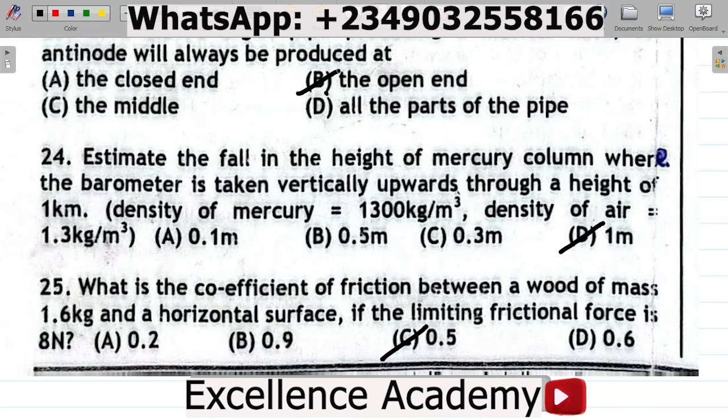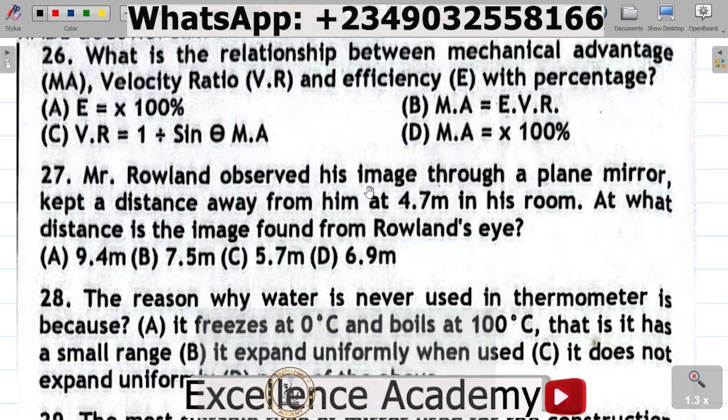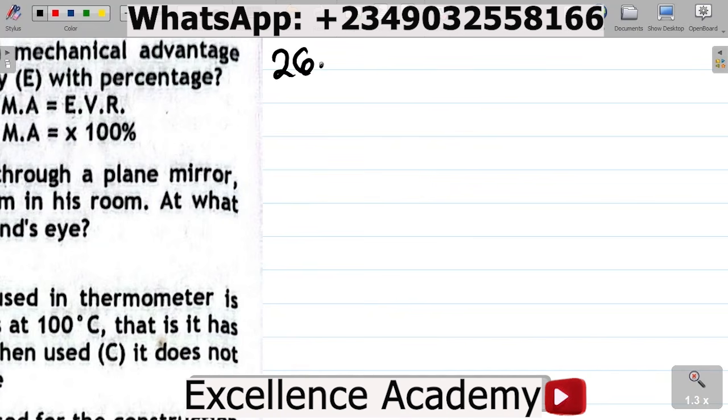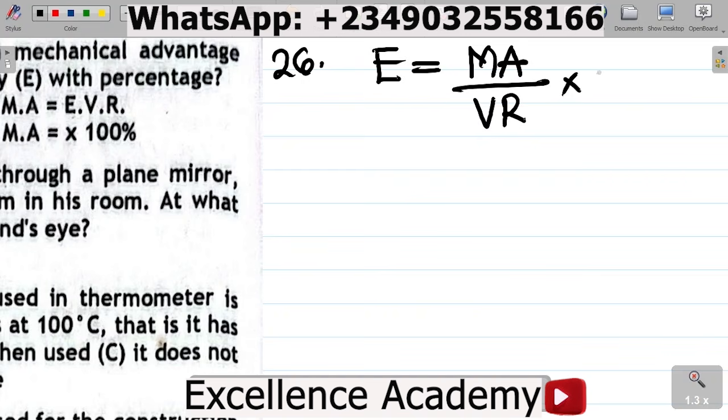Let's look at the next question, number 26. All right, next up, question number 26. 26 says, what is the relationship between mechanical advantage MA, velocity ratio VR, and efficiency E with percentage? Now, for this question, you want to note that the relationship is that efficiency E is equal to the ratio of MA, mechanical advantage, to VR, velocity ratio, expressed as a percentage. So all over 100%.